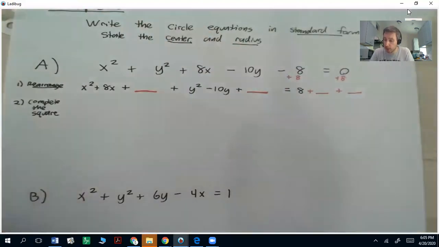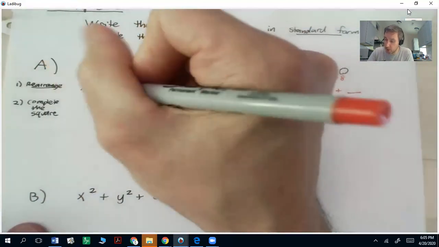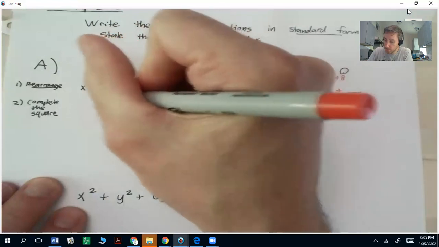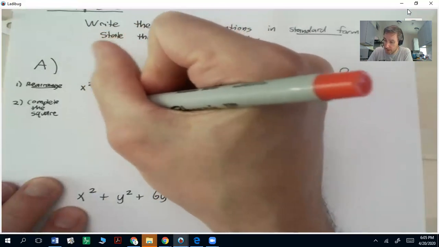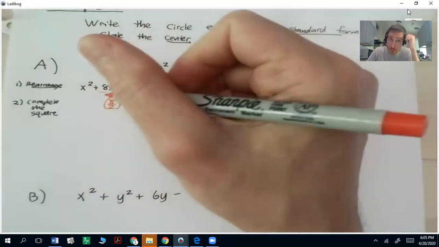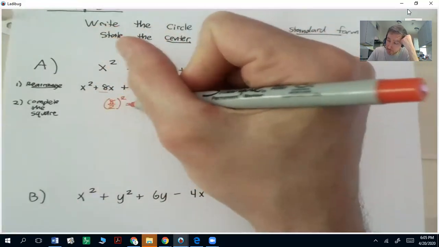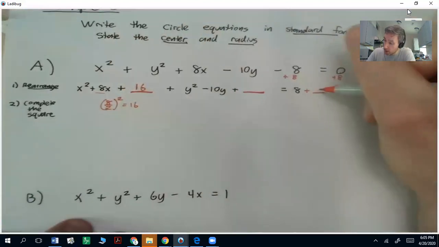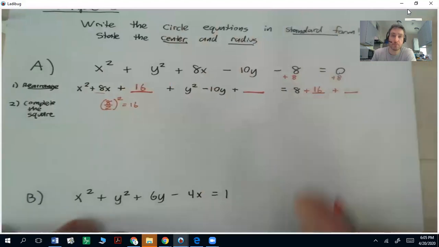Now remember the basic formula for completing the square is taking the number in the middle, that b term, dividing it by 2, and squaring it. 8 divided by 2 is 4. 4 squared is 16. So that number is going to get written there, as well as to the right of the equation.